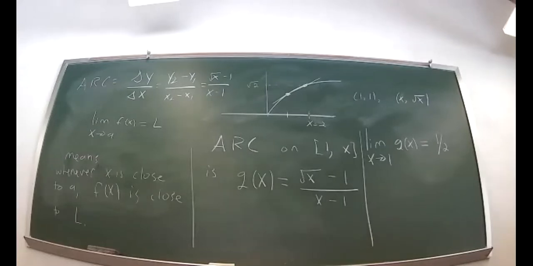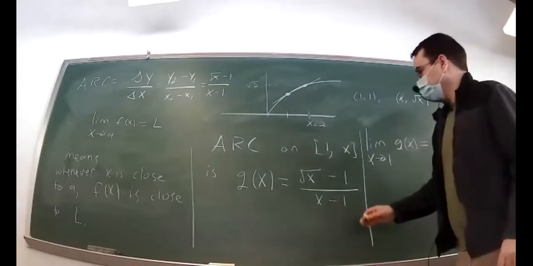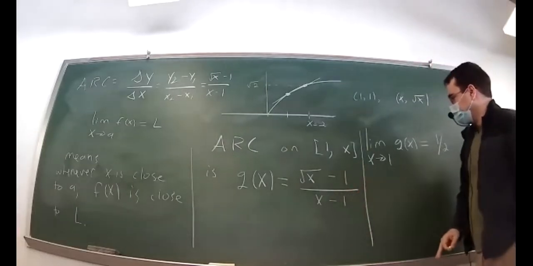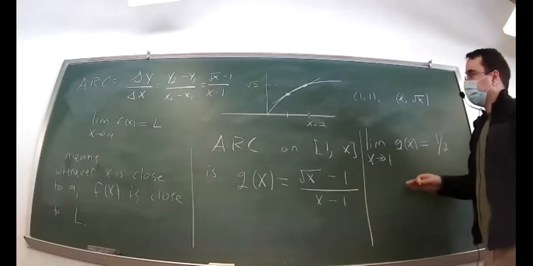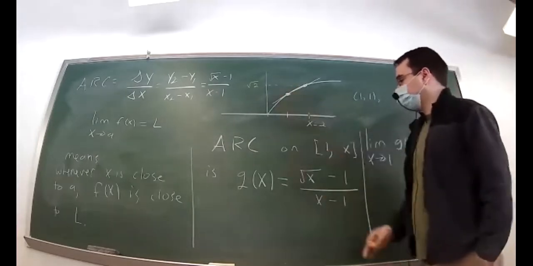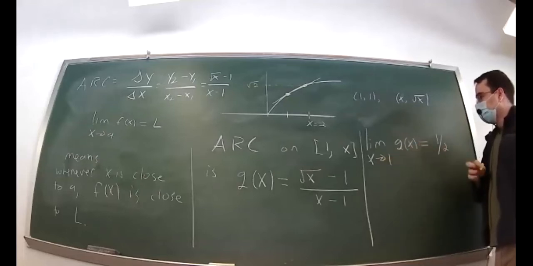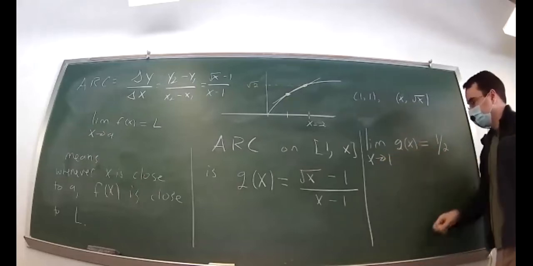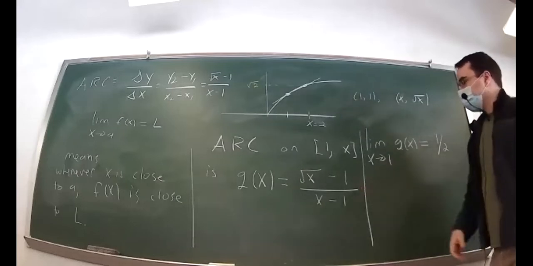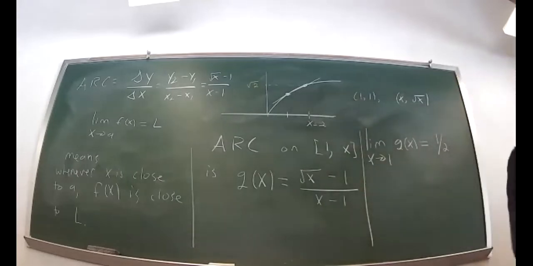So that's why we like limits, because they help us talk about these average rates of change. And so the instantaneous rate of change being 1/2 that we figured out was like the limit as x goes to 1 of g of x. Another way to see this, we can do this graphically. Let's go back to Desmos.